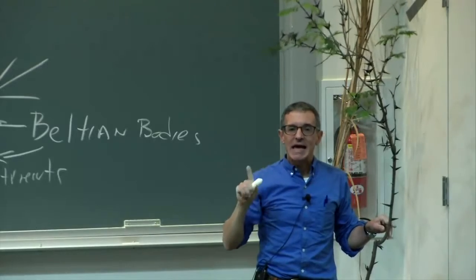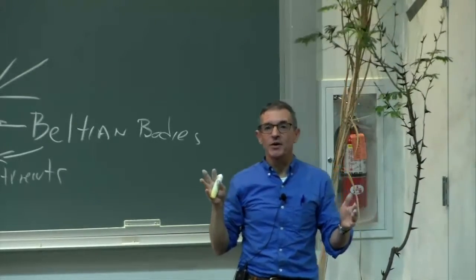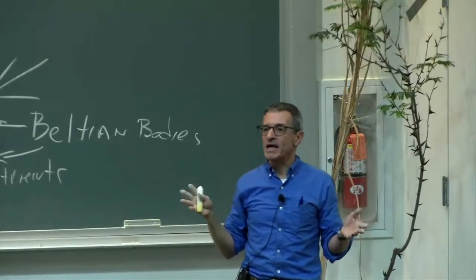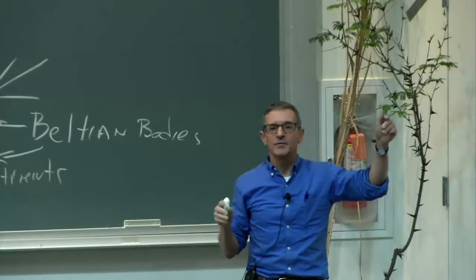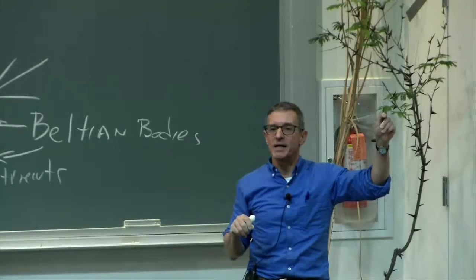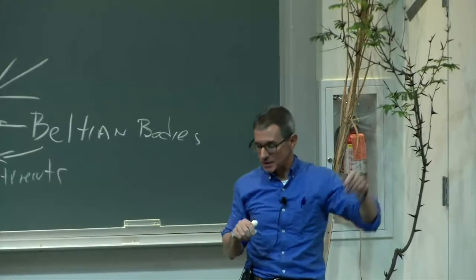So these ants and this plant have evolved together. This is a form of coevolution, and you might ask yourself, how did something like this possibly evolve? How did it evolve to have these nutrient-rich Beltian bodies on the edge or the ends of the leaves?